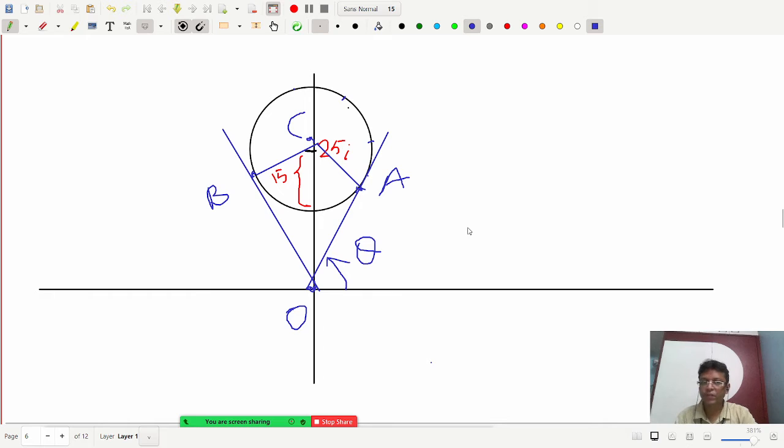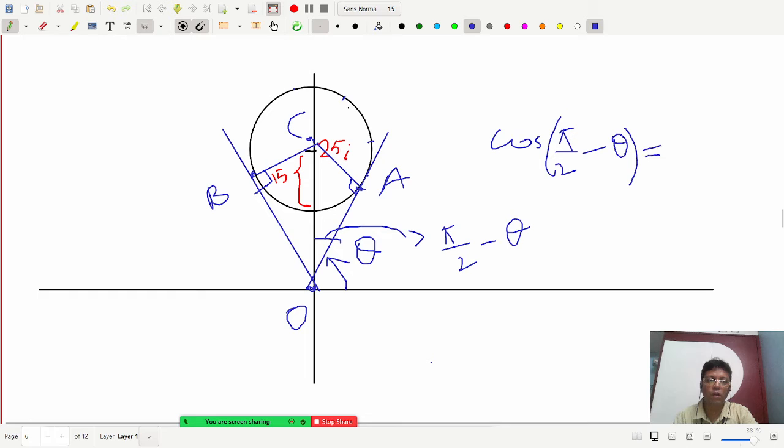Now let us calculate. If this is theta, this is tangent, so this is 90°, this is also 90°. So from triangle OAC, this angle is pi by 2 minus theta, right? So cos of pi by 2 minus theta is equal to OA over OC.